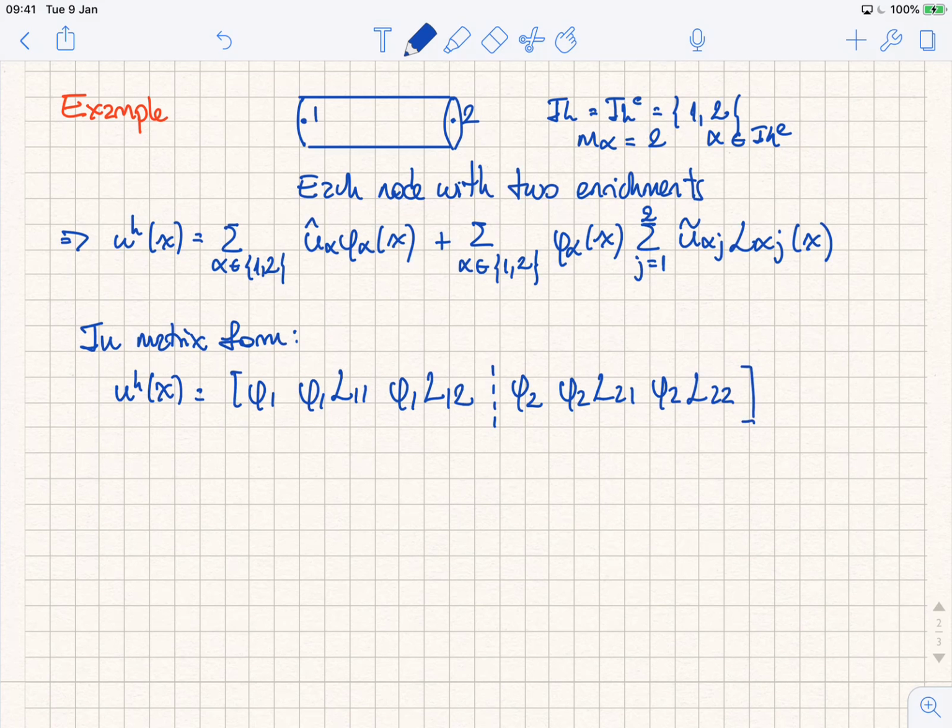And that is going to be multiplying our degree of freedom vector. And if you look, the first one is my standard FEM degree of freedom that I just called U hat 1. The next two are enriched degrees of freedom, so I call them U tilde 1 1, U tilde 1 2.